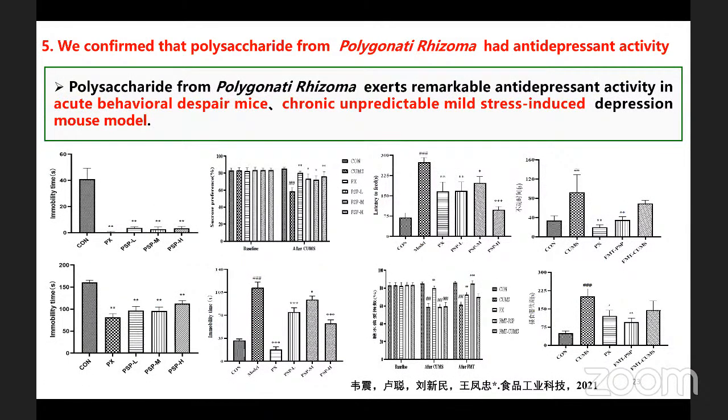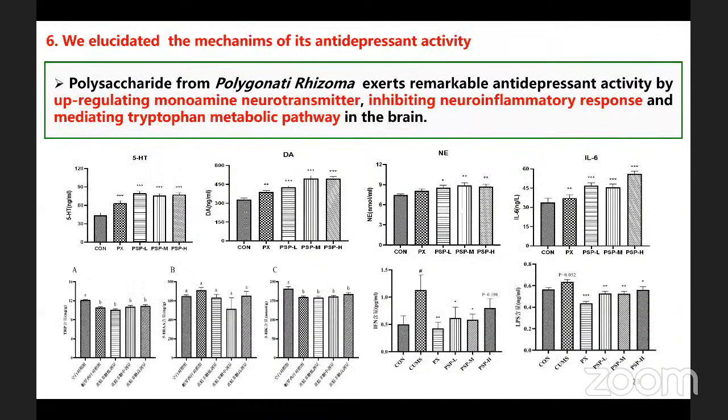Also, we further confirmed that polysaccharides from one traditional Chinese medicine, Huangjin, exert remarkable antidepressant actions in acute behavioral despair mice and chronic unpredictable mild stress induced depression in mice, and its action is mainly achieved by upregulating monoamine neurotransmitters, inhibiting neural inflammation responses in the brain.